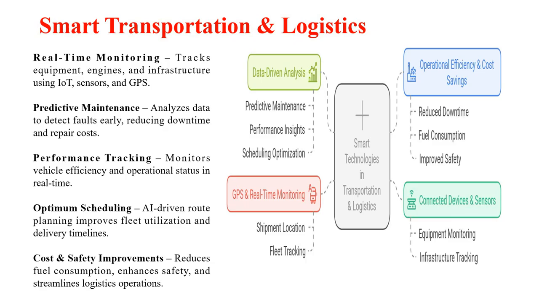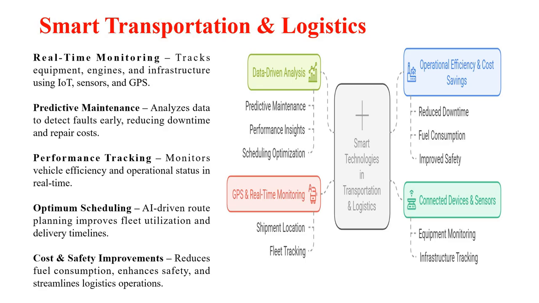Second is data-driven analysis for improved decision making, that is predictive maintenance. Here you'll have continuous monitoring, which will generate large volumes of data, and this will be analyzed and will provide insights into the maintenance needs. Okay, then status and performance, that is performance tracking and optimum scheduling. Maintenance needs, here predictive maintenance will prevent breakdowns, and it will reduce the repair cost and downtime.